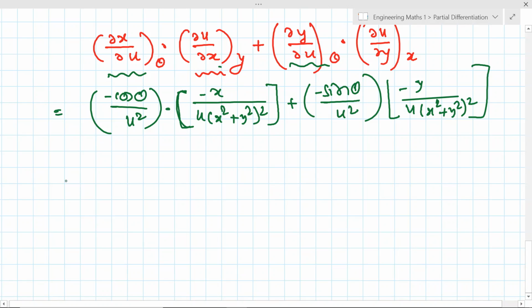This is equal to minus minus become plus, x cos theta.